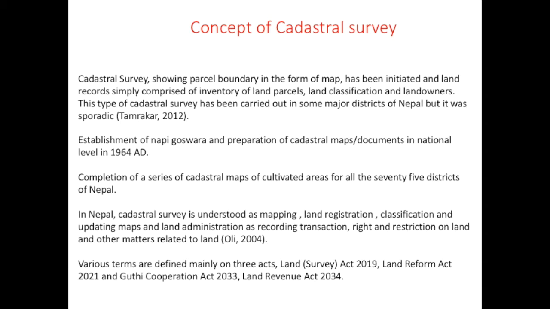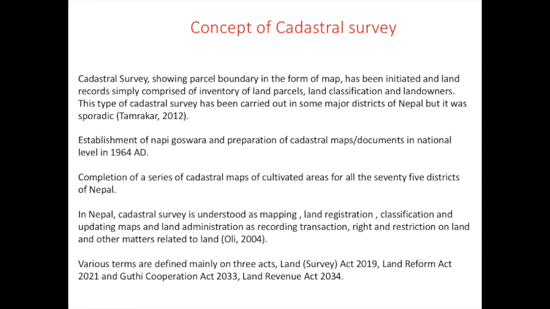Establishment of Napi Goswara and preparation of cadastral map documents at national level in 1964 AD. Completion of a series of cadastral maps of cultivated areas for all the 75 districts of Nepal. It was completed in the year 2051 BS. And there is a conflict. Some say 2051, some say 2054. So different researchers have different opinions about this completion period.